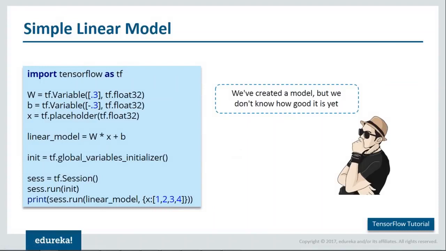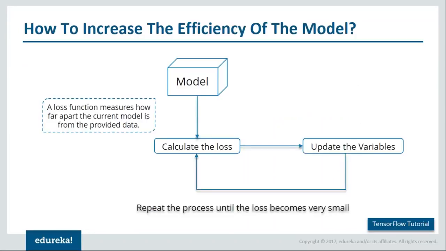But we don't know how good it is yet. So obviously we cannot increase the efficiency without knowing the error. Let's understand the general flow of how we increase the efficiency. First we create the model as you have seen in the previous slide. Then we calculate the loss. Loss is basically how far our model's output is from the actual output. Then we try to reduce the loss by updating the variables. Then again we check the loss and update the variables, and this process keeps on repeating until the loss becomes minimum.